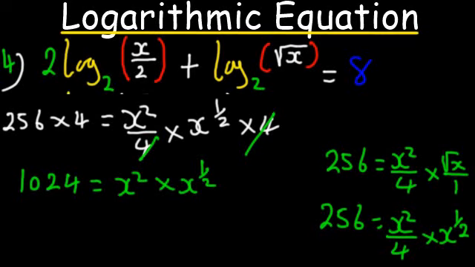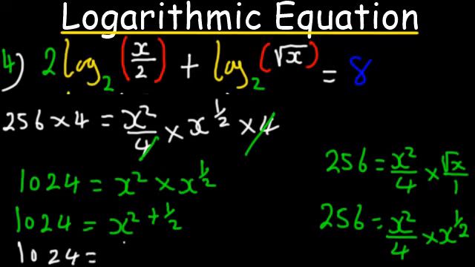The next thing we want to do at this point is to apply one of the identities of indices, which states that whenever you have the same base, you can just sum their powers if those values are multiplying themselves. Therefore 1024 equals x to the power of 2 plus half. We have applied the identity of indices at this point. So we have 1024 equals, by the time we sum 2 and half together, x to the power of 5 over 2.